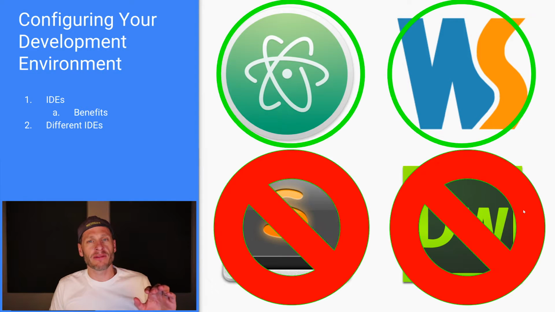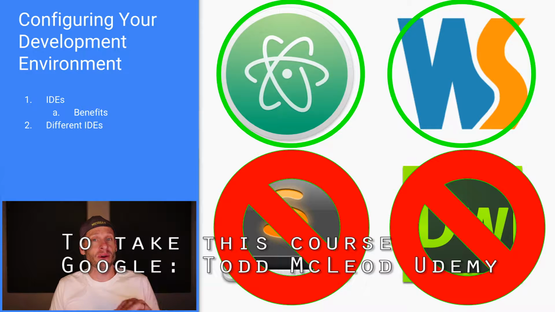The takeaway from all of this, 2 takeaways, is that you should choose either Atom or WebStorm, and don't choose Sublime or Dreamweaver. So in the videos, I'm going to go over why. And then the second takeaway is you do not need to watch the next couple of videos. You do not need to watch all of the videos on the different IDEs, right?